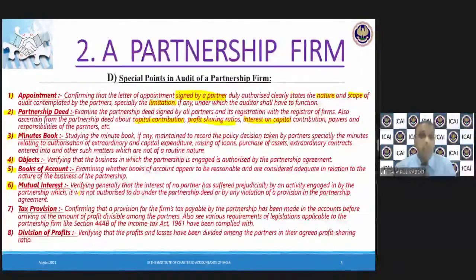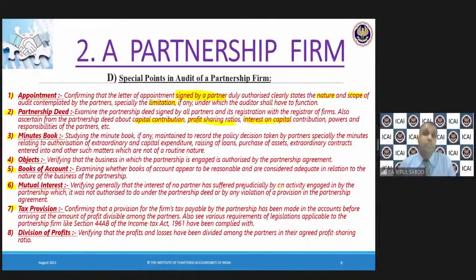If the appointment of the auditor is not as per the partnership deed, this is a rare case because the partners and the partnership firm might be different constituents. But if it is not as per the partnership deed, you can always ask for it. If your partnership deed is stating something else, please either modify your partnership deed or go as per it if you want to appoint me as an auditor. Okay, right, Manish? Then mutual interest, fiduciary capacity, mutual trust, faith, tax provisions.